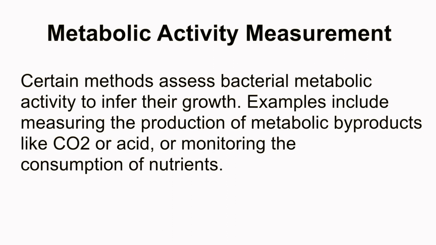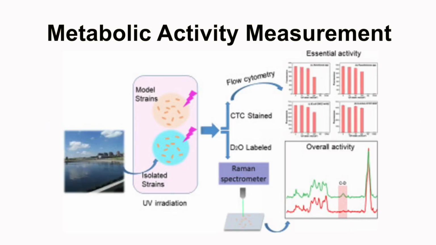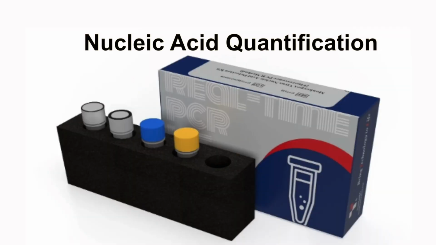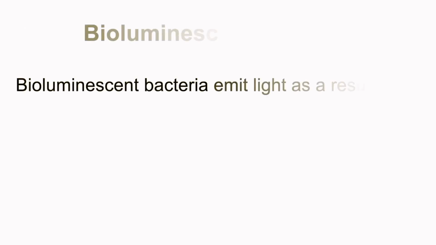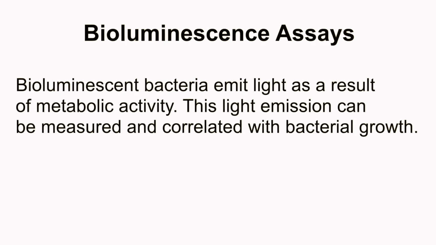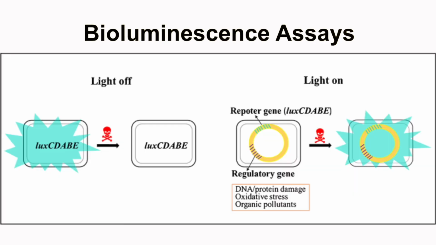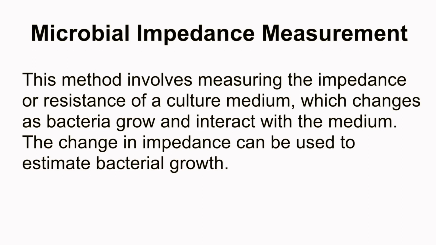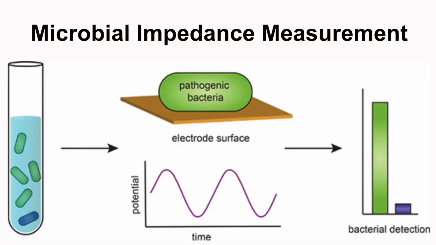Seventh one is the metabolic activity measurement. Certain methods assess bacterial metabolic activity to infer their growth. Next one is nucleic acid quantification. Quantifying the amount of bacterial nucleic acid, DNA or RNA, in a sample can provide an estimate of bacterial biomass and growth. Then bioluminescence assay. Bioluminescent bacteria emit light as a result of metabolic activity. Next one is the microbial impedance measurement. This method involves measuring the impedance or resistance of the culture medium.